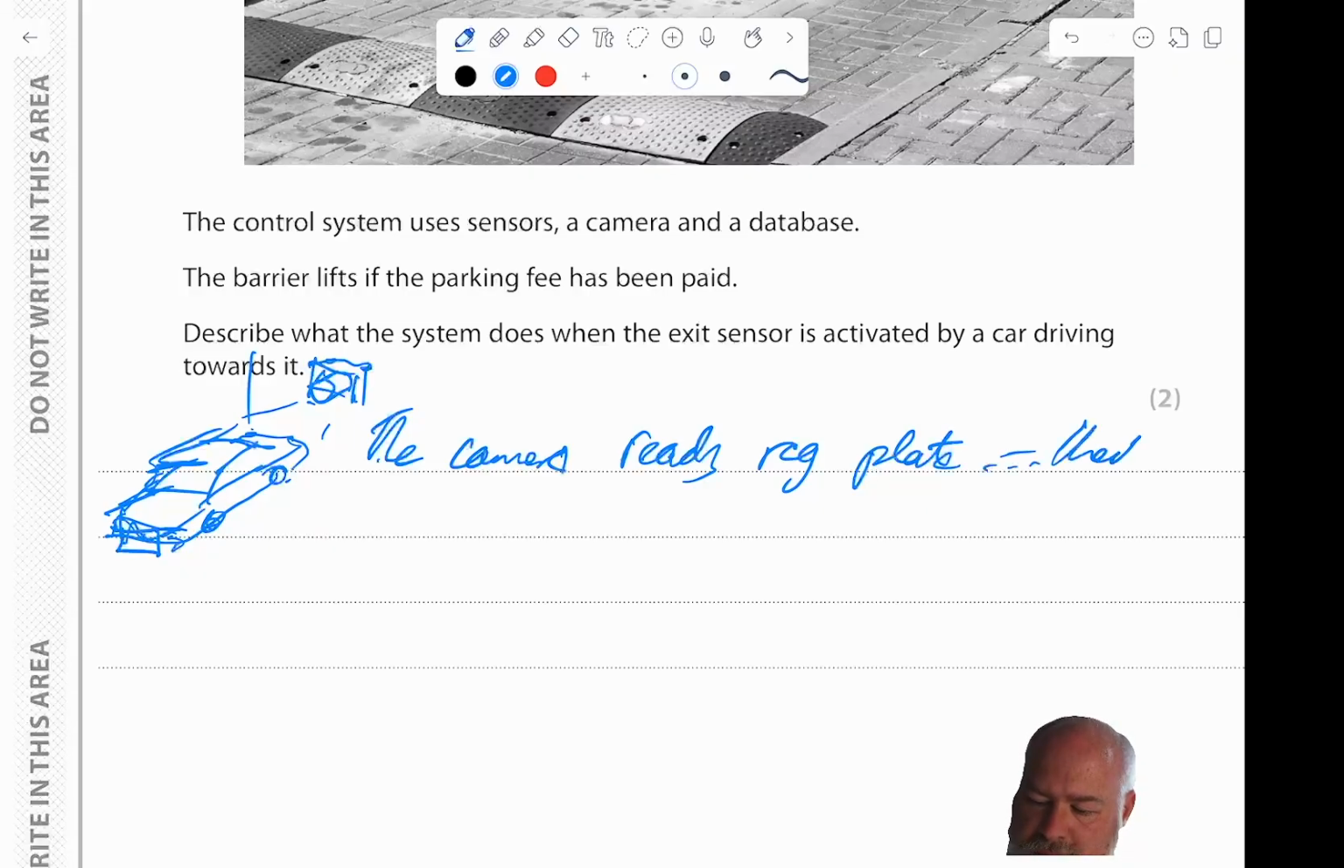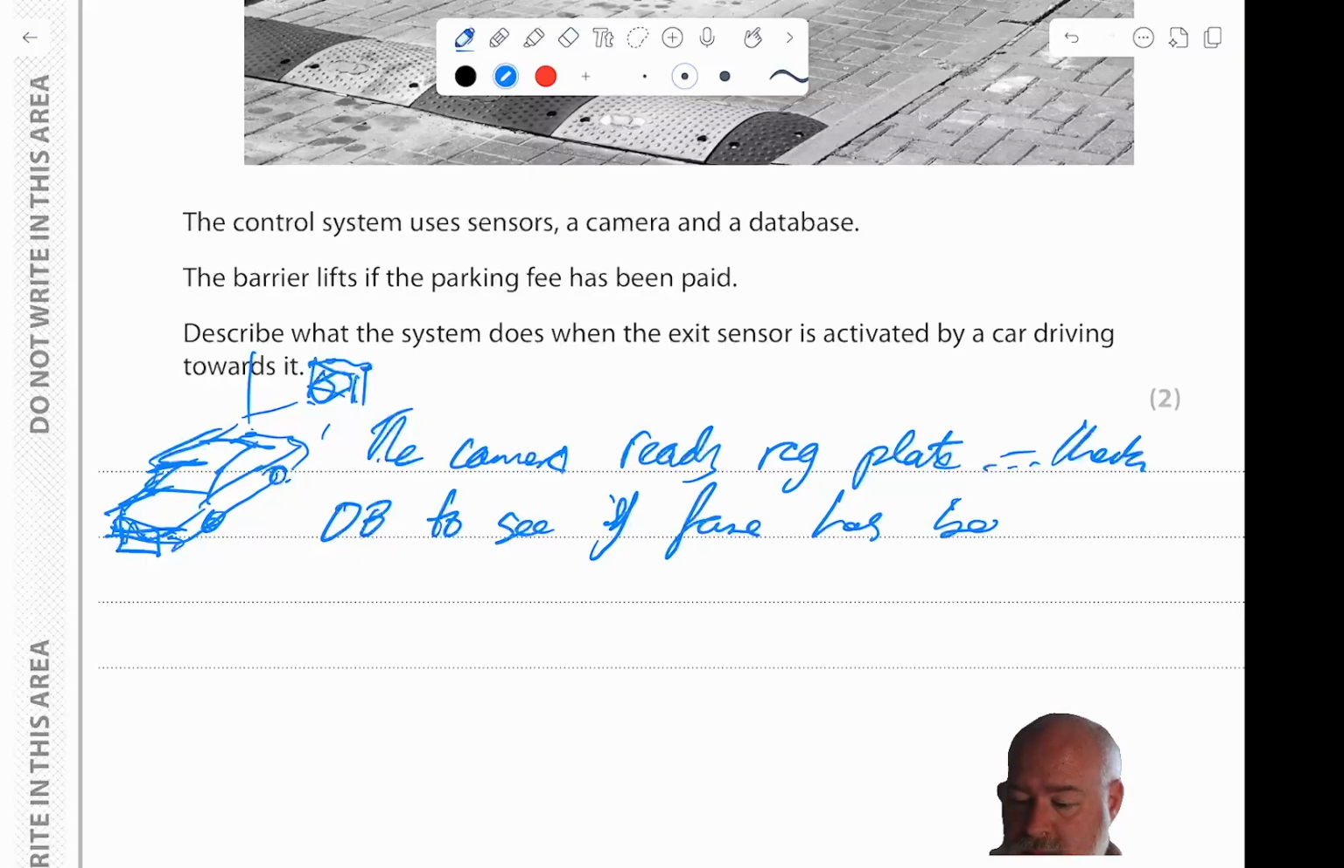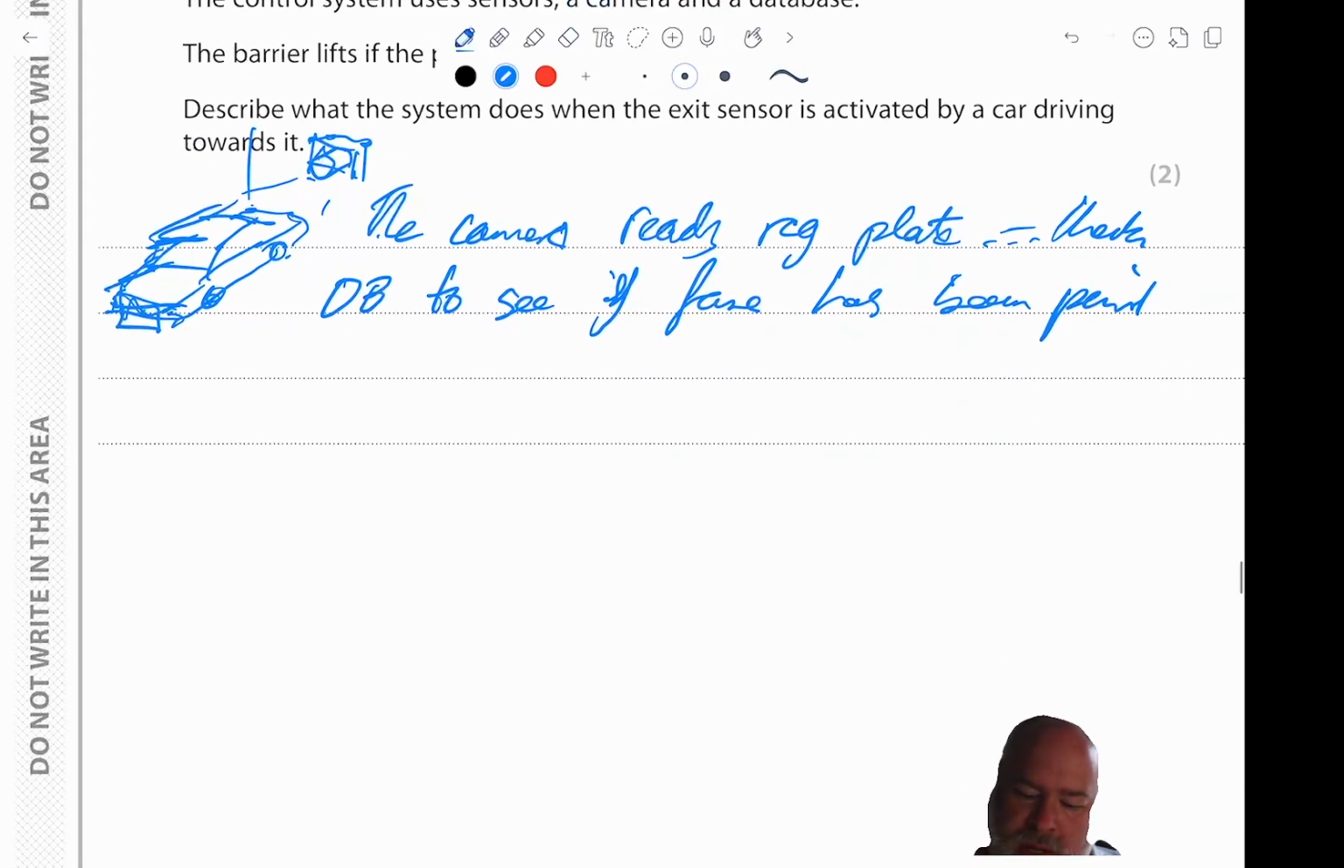Checks database to see if fare has been paid. That's simple, and that's all there is to it. Nothing complicated in that question at all. Just 2 marks.